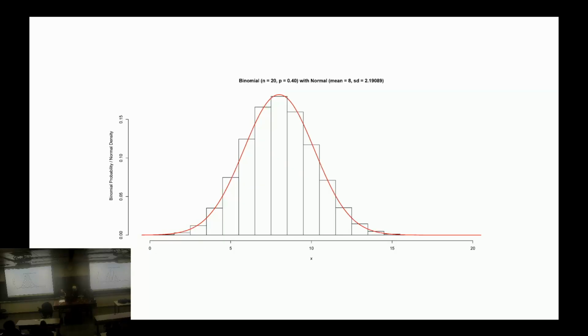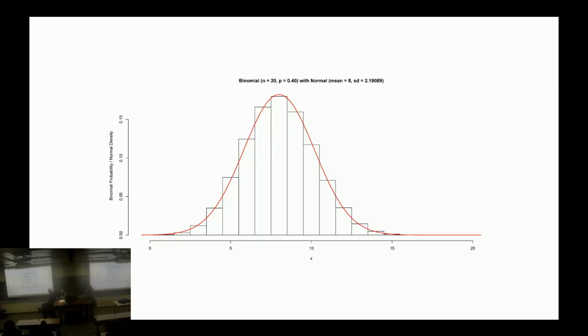So going back to this one we showed you before, the binomial with n equals 20, p equals 0.4. There is the normal distribution fit over it, and it is fit so it has the same mean and standard deviation of the binomial. Let's just verify the mean and the standard deviation.